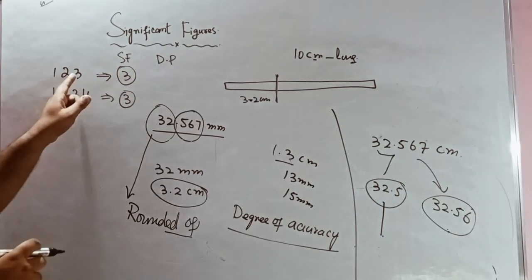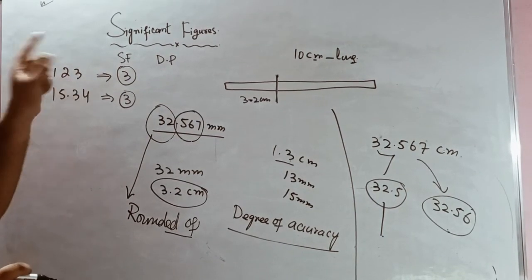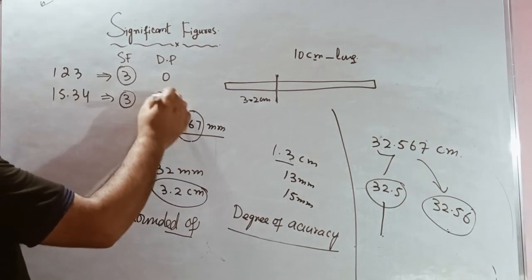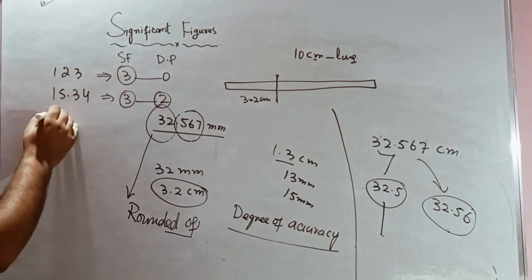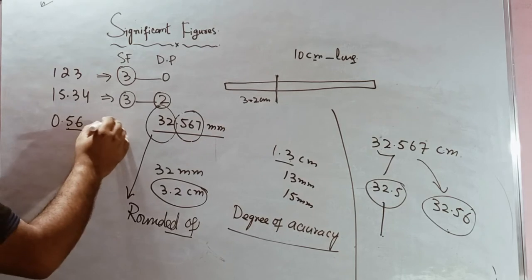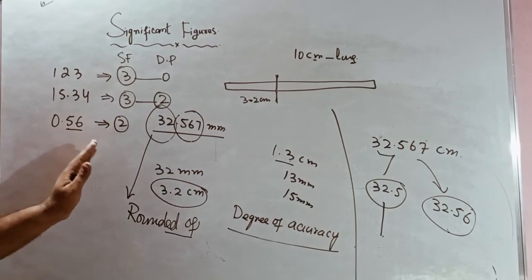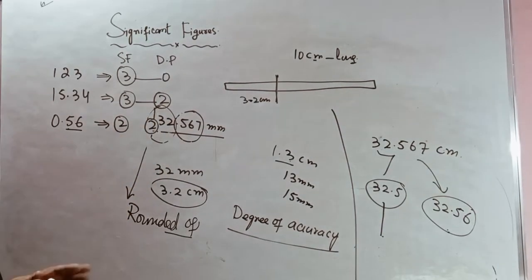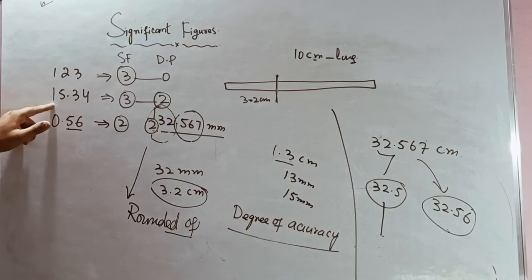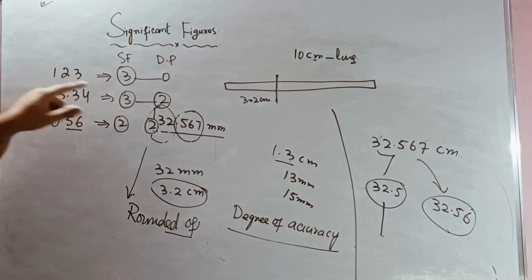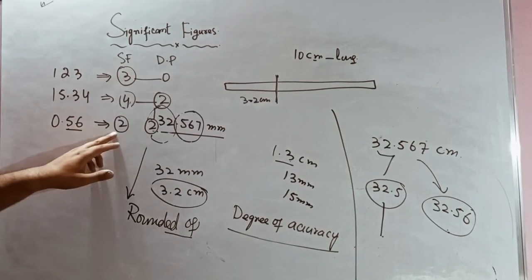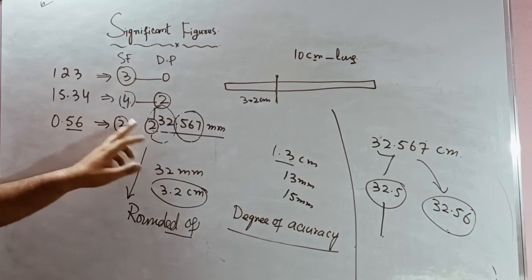Now decimal places. How many decimal places are in 123? That is the numbers after the decimal. It's 0 decimal places. And in 15.34, I have 2 decimal places. One more thing, if I write 0.56, how many significant figures are there? 2 significant figures, 5 and 6. How many decimal places? 2 decimal places. You can see from these examples, 123 has 3 significant figures but 0 decimal places. Here 15.34 has 4 significant figures and 2 decimal places. And 0.56 has 2 decimal places and 2 significant figures.